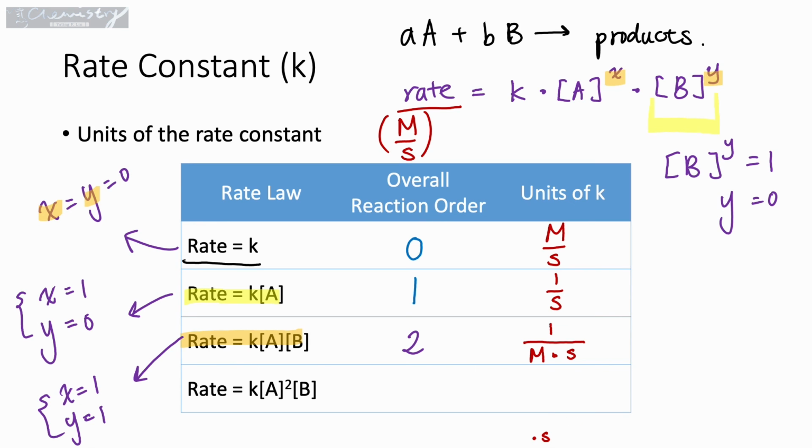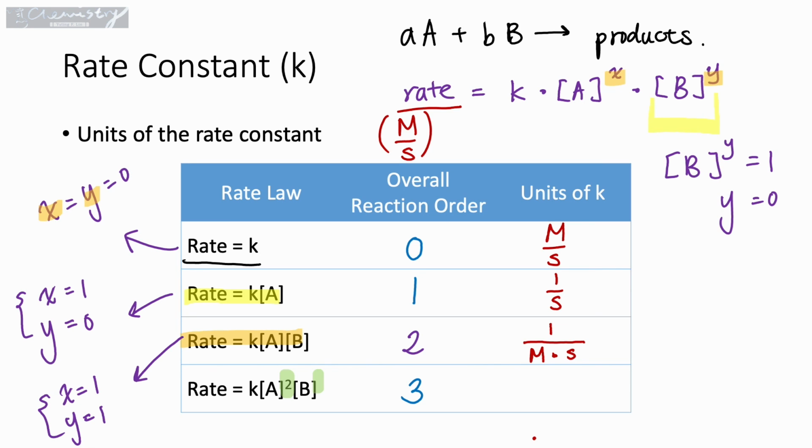And lastly, in this case, we can see that x equals 2 and y equals 1 based on the rate law that is presented to us. So over here, A is 2, B is 1. So we know that the overall is going to be 3, because 2 plus 1 is 3.